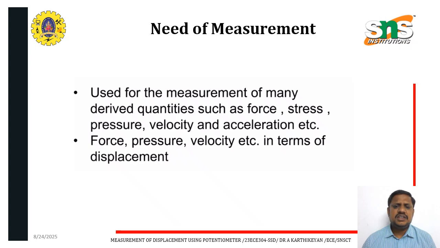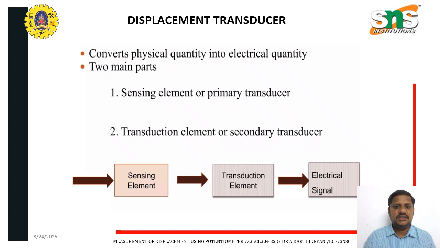Next, what is the need for this measurement? Why do we go for it? We can measure force, stress, pressure, velocity, temperature, acceleration, whatever it may be, but force, pressure and velocity in terms of displacement is very useful. How we measure the displacement is the main matter. In a transducer, we convert a physical quantity into an electrical quantity. That is the main important parameter.